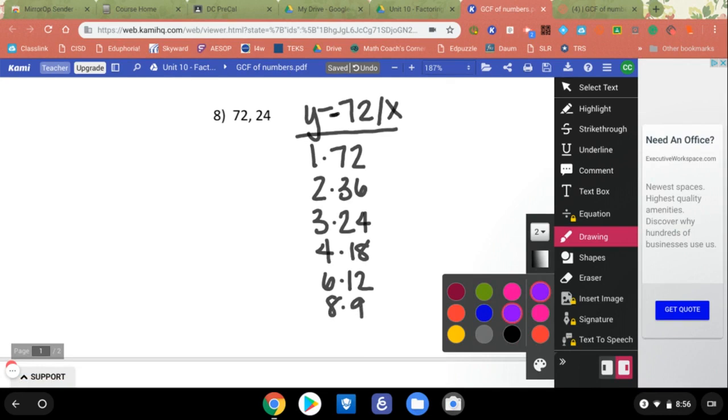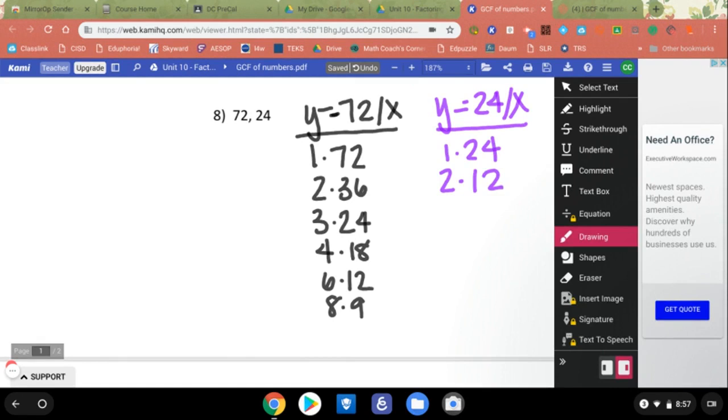So I'm going to do the same thing for 24. So y equals 24 divided by x. And I'm going to go look at my table. And I'm going to list out all my whole numbers. 1 and 24. 2 and 12. 3 and 8. 4 and 6. And then my next set is 6 and 4, which is the same thing.